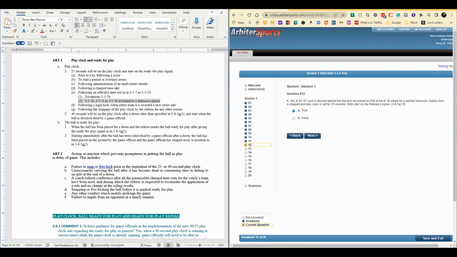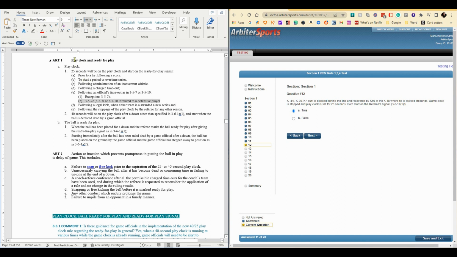So, obviously K, even though they recovered, did not make the line to gain. So we have a change of possession. And the rule reference is 3-6-1A, parentheses 1, parentheses F.